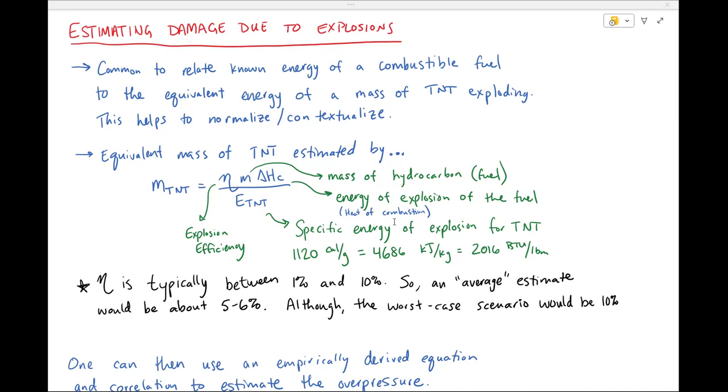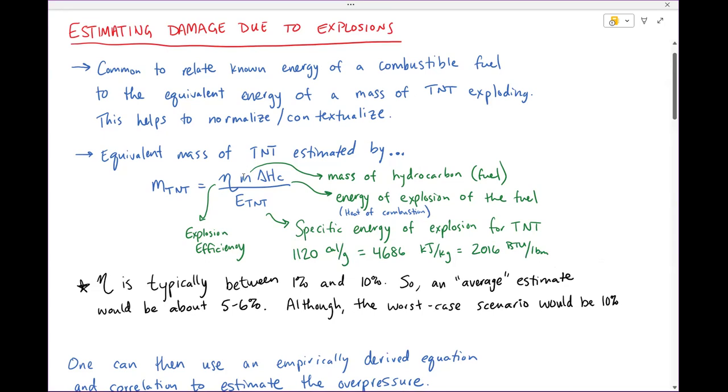The specific energy for explosion for TNT is given in the book. There are 3 different values that you can use depending on which units you like. Once again, I'll make a note that you should always, in these equations, be mindful of your units. So when you look up the heat of combustion, take note, is that in calories per gram, kilojoules per kilogram, BTUs per pound.